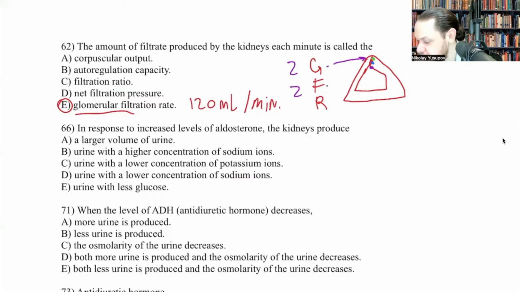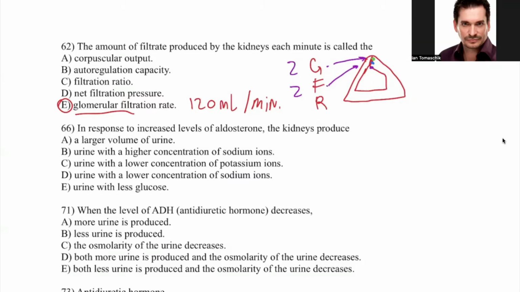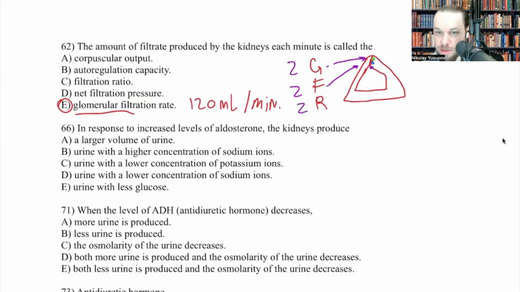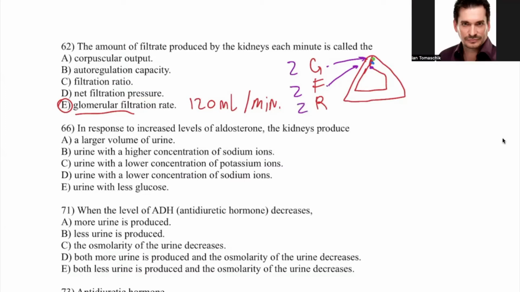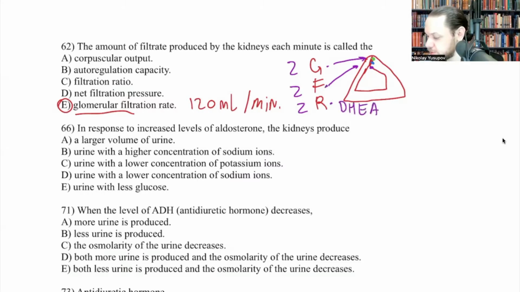Zona fasciculata, you remember what zona fasciculata releases? Cortisol, a glucocorticoid. And then zona reticularis is the 3rd zone. What does it release? The androgen, DHEA. When this comes to your testes or your ovaries, you're going to make testosterone or estrogen, respectively. So GFR, if you remember that, then you should remember your 1, 2, 3 zones. So it's good.